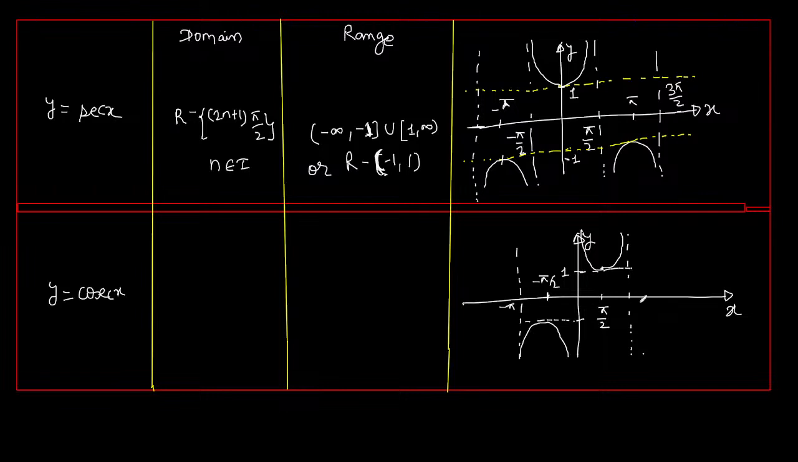ये -π हो गया, ये पाई हो गया। सिमिलरली इट विल कीप ऑन हैपनिंग, आगे बढ़ता जाएगा। ये 3 पाई/2 हो गया, ये 2 पाई हो गया, -3 पाई/2 हो गया। तो ये इनफाइनाइट जा रहा है, इधर भी जा रहा है, इधर भी बढ़ रहा है। तो अगर ग्राफ से डोमेन देखें तो डोमेन क्या होगा?